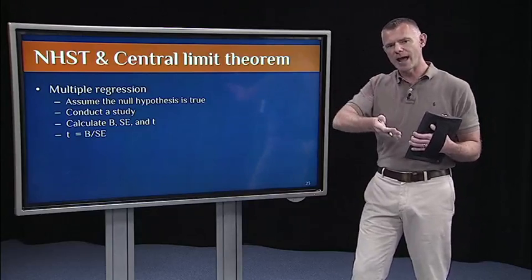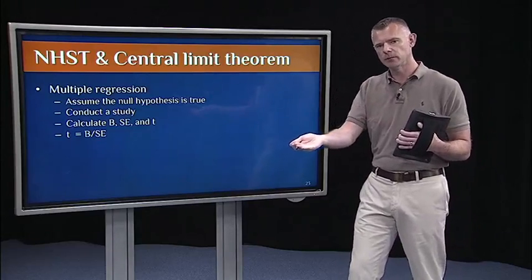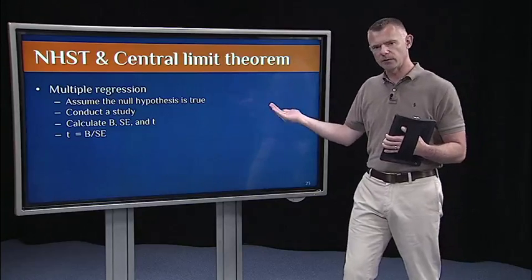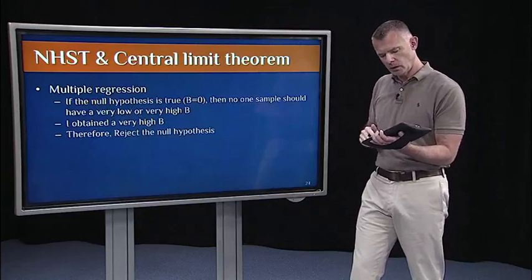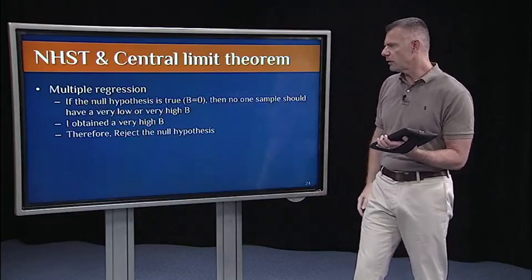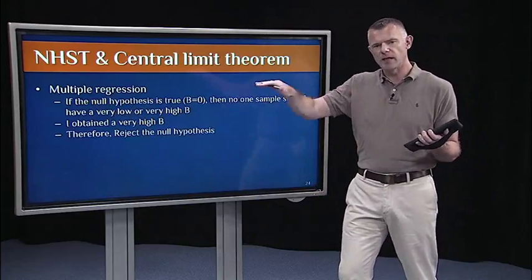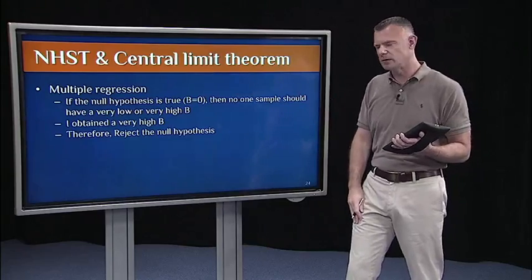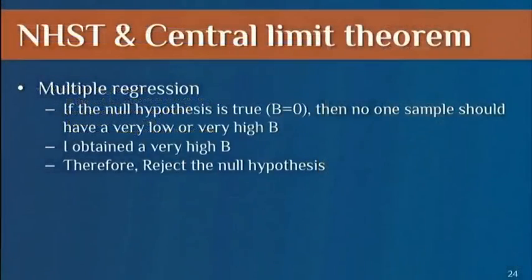So each t-value has a corresponding p-value, but it depends on the sample size. We start out with this assumption: if the null hypothesis is true, that would mean that in the population the slope is 0. Then no one sample should have a very high or very low slope. Let's say I obtained a very high slope. Therefore, I would reject the null hypothesis. What I want to do now is get more specific about this very low, very high. What exactly constitutes very low, very high?